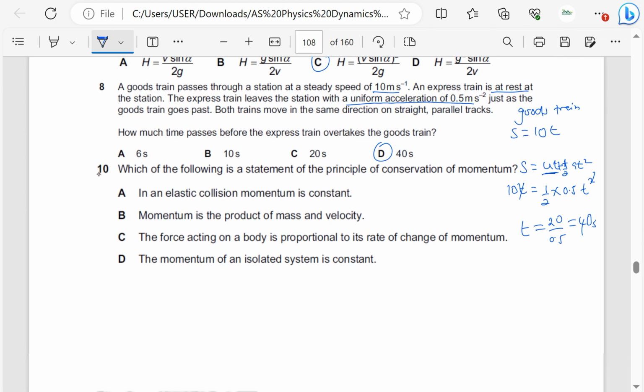Which of the following is a statement of the principle of conservation of momentum? For an isolated system of interacting bodies, total momentum is always constant. So the answer is going to be D. The momentum of an isolated system is constant.